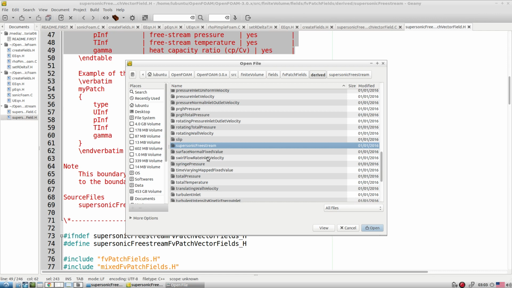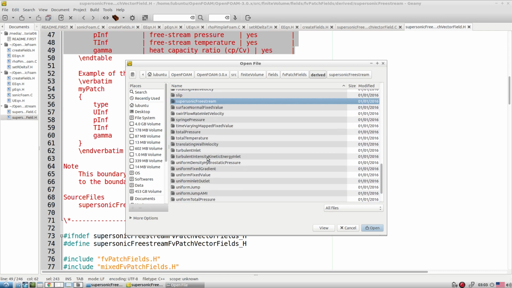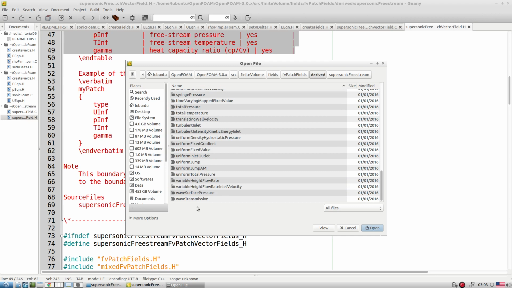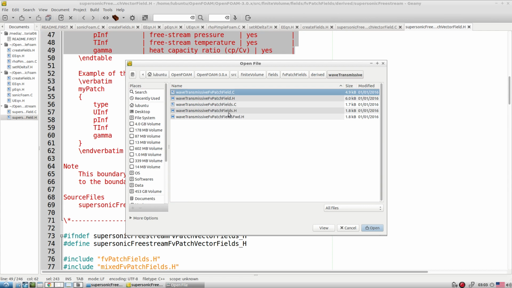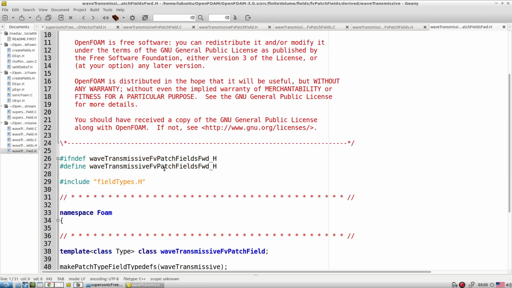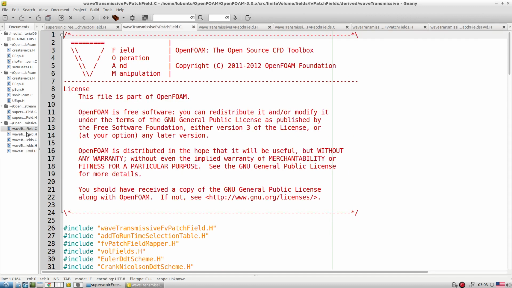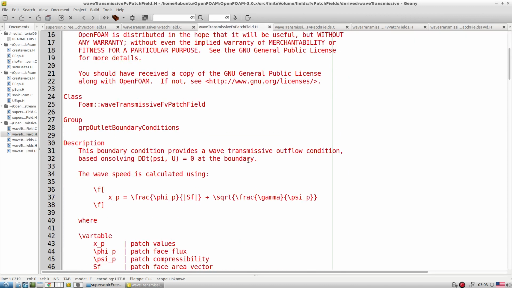Then, another very important boundary condition we sometimes require is the wave transmissive type of boundary condition. Many times we have to rely on this type of boundary condition. It is a very nice boundary condition. It allows whatever waves are created to pass through the outlet. When we talk about compressible flow, it definitely generates certain classes of pressure waves or shocks. If we want that wave to freely go out of the outlet, then we have to rely on this wave transmissive boundary condition.